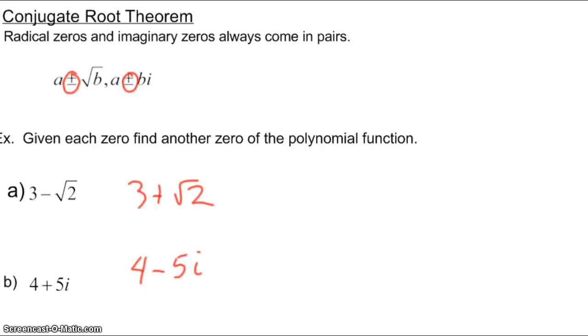Now notice, what this theorem says is the opposite of the radical or the opposite of the imaginary number. That's what you have to take the opposite of. Do not take the opposite of the real part to create the partner or pair that would also be a 0.